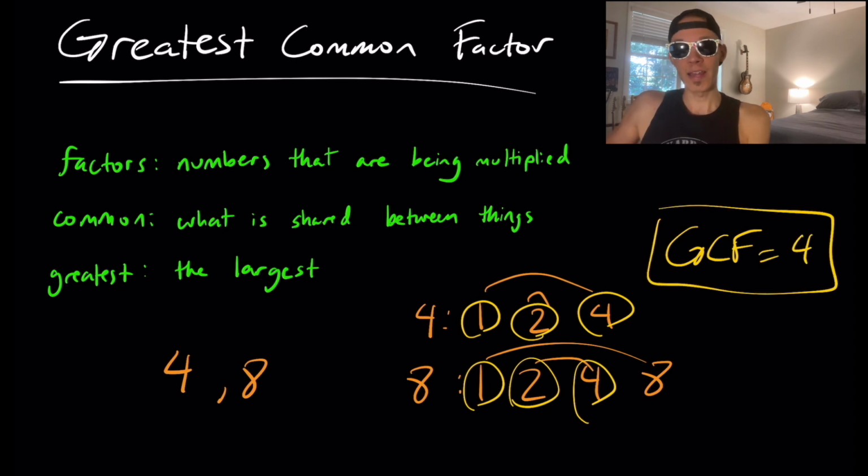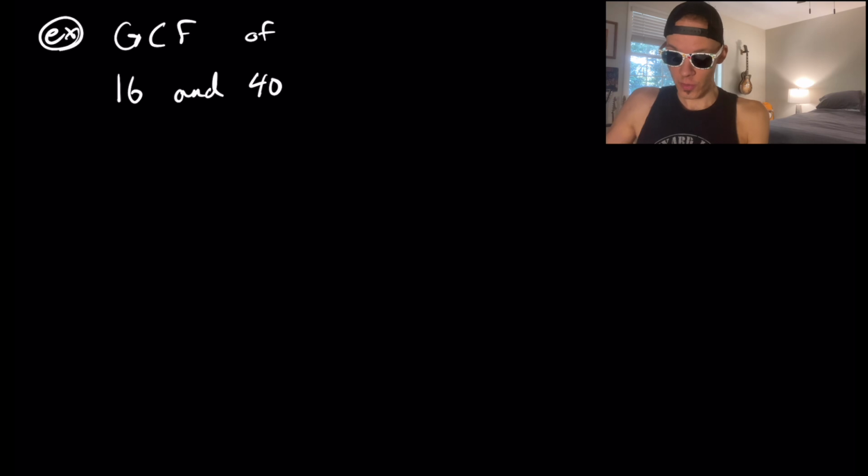So this is writing out the factors, kind of knowing your multiplication tables, which really is the best way to go about this, but I'll show you how you can use prime factorization in this next example as well. Here we're finding the greatest common factor of 16 and 40. So let's do it the prime factorization way. We'll start with 16 and prime factorize it. If you don't know how to do that, go back and watch the last video.